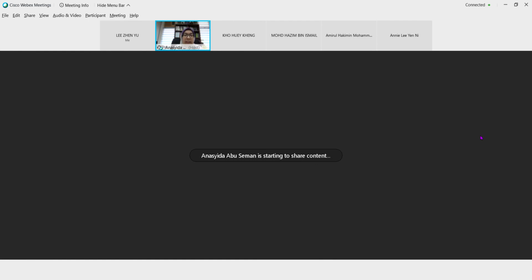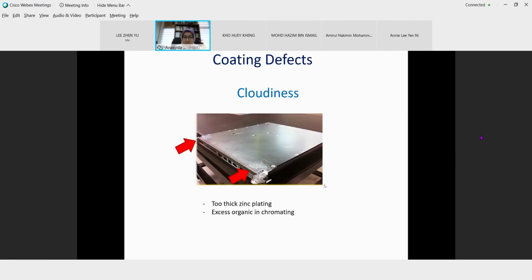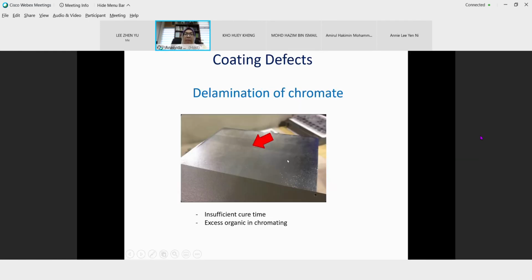Okay, so this example that I show you is directly caused by the plating. So you can see here, this is actually elimination of chromatin. So you have insufficient cure time, you have excess organic chromatin. So this is actually because of the parameters that are involved during the chromatin.